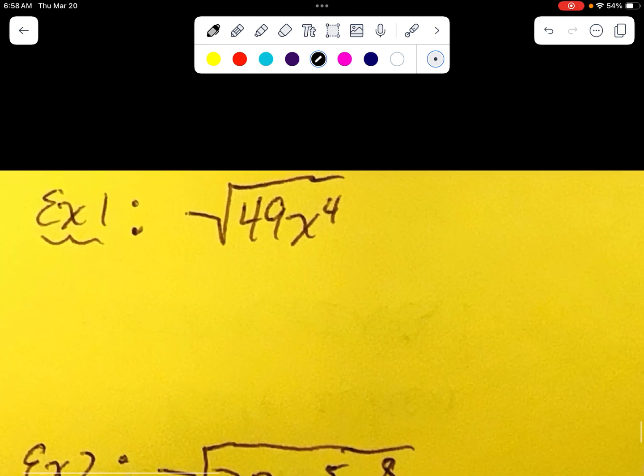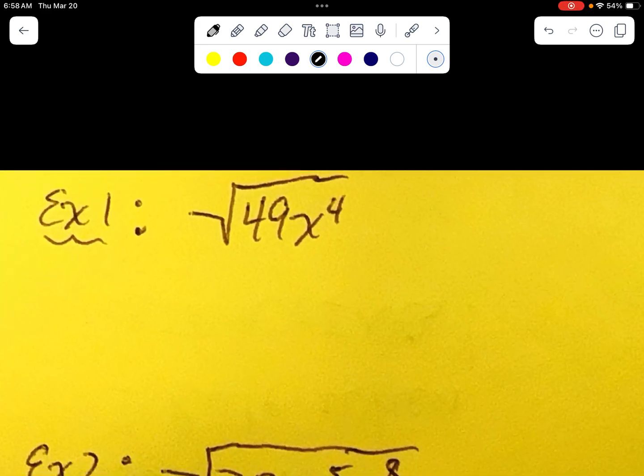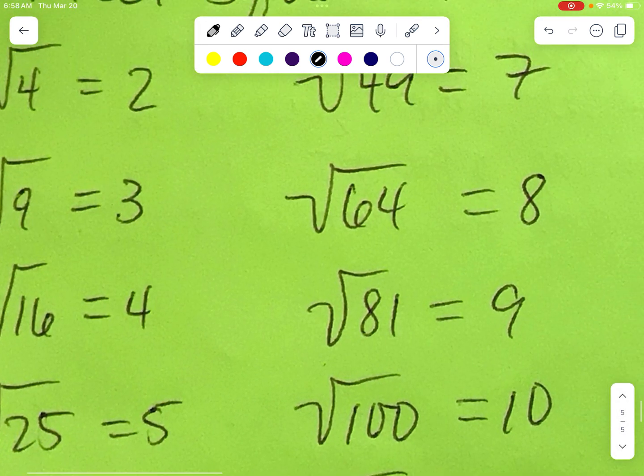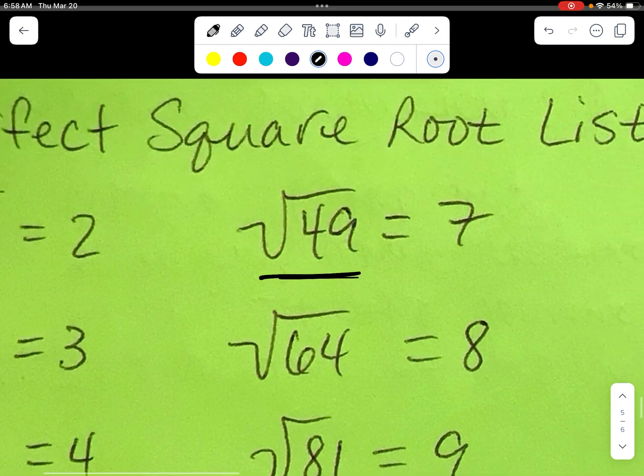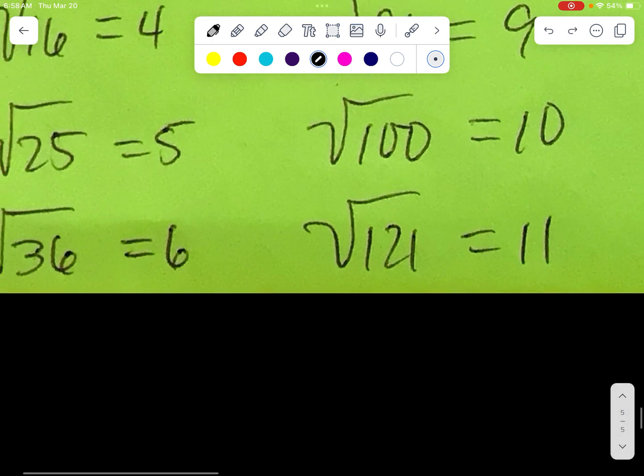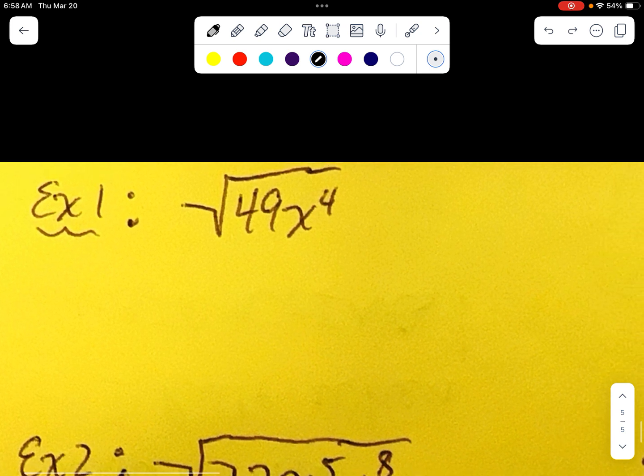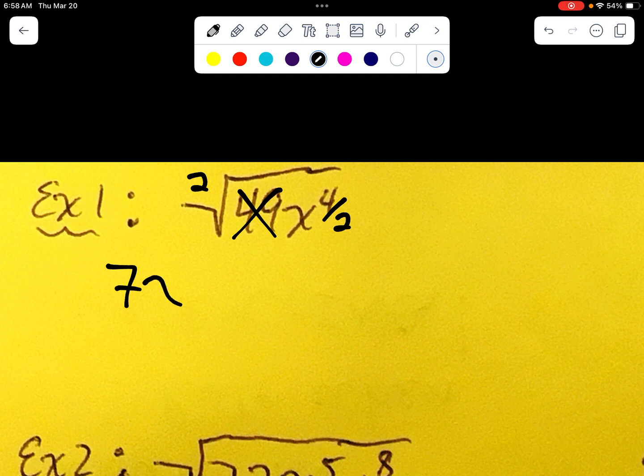So we're going to start with the square root of 49. If you go back up to your list, the square root of 49 is right here. We can take the square root of 49. It is 7. I know we're scrolling. So the square root of 49 is 7. That goes on the outside of the house. Now, because there's a hidden 2, we divide the exponent by 2. 4 divided by 2 is 2. And this is my answer.